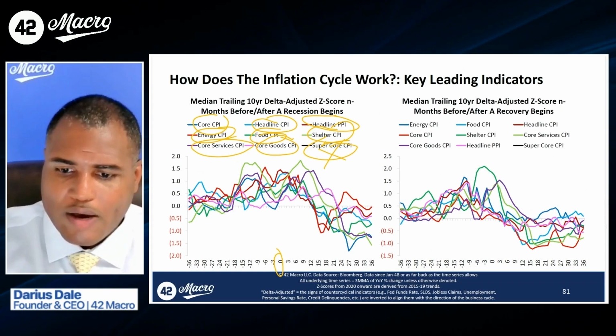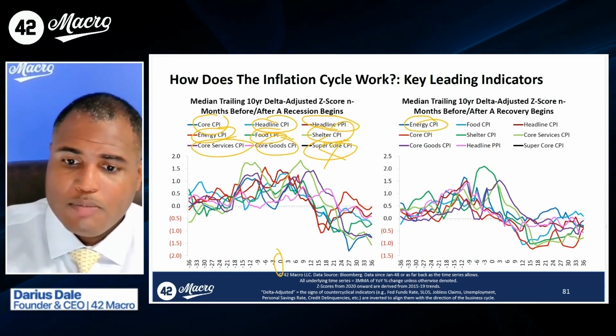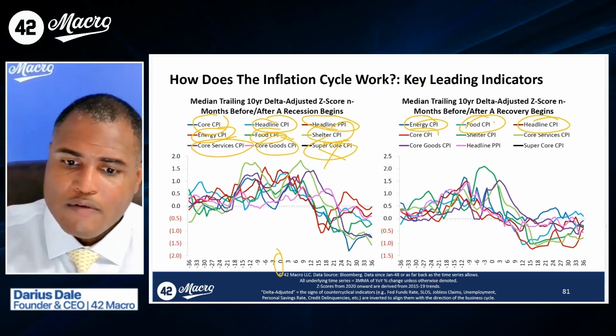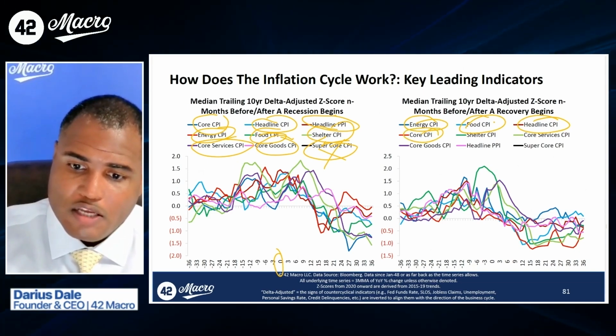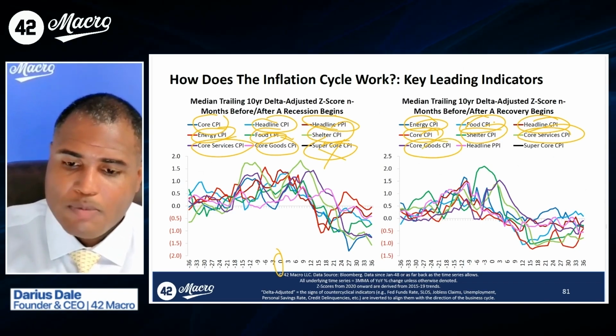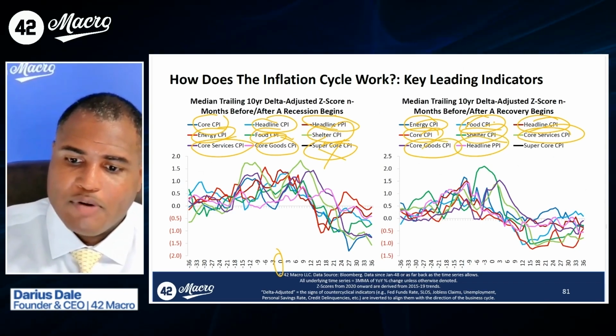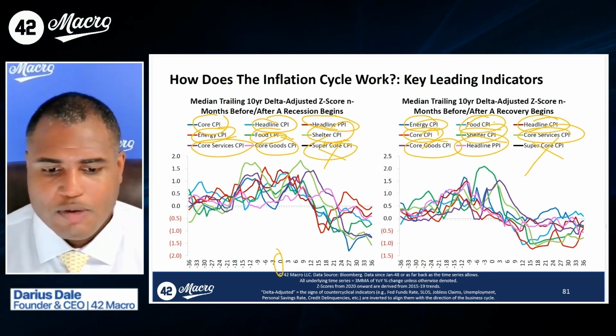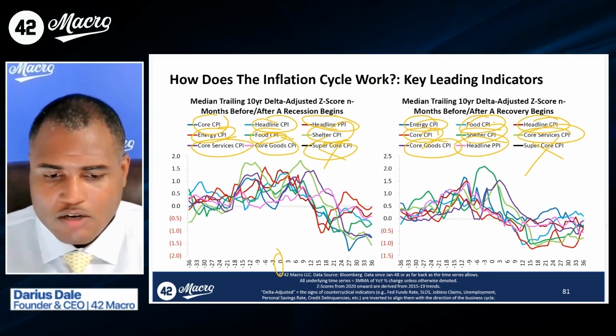And so on the way up, it's a little bit different. First, energy CPI breaks out, then food CPI breaks out, then headline CPI breaks out, followed by core CPI breaking out, then shelter CPI breaking out, then core services CPI breaks out, then core goods CPI breaks out, then headline PPI breaks out, and then again, we don't have enough time series history for the super core CPI time series. And so again, you need to understand these things.